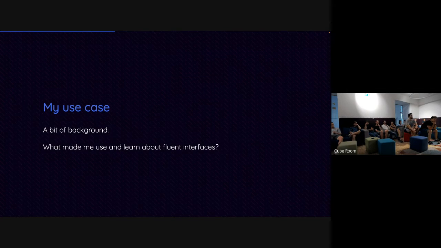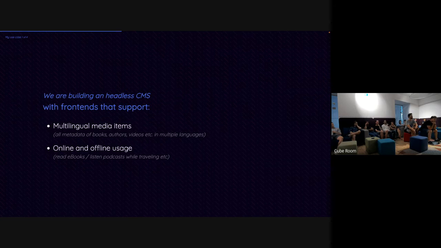So I'll tell a bit about my use case and what I learned and what we wanted to build. As I said, we're creating a headless CMS, and we have lots of media types. So we have videos, audio, ebooks, and all these things have categories and keywords. And all these things are multilingual. So an ebook can be in multiple languages. And one other use case we have is online and offline.